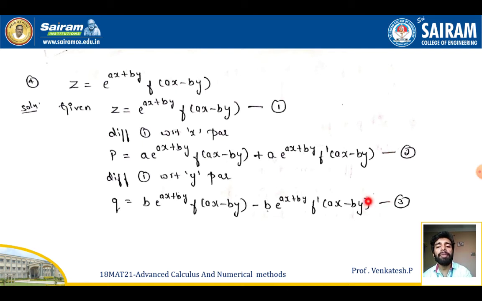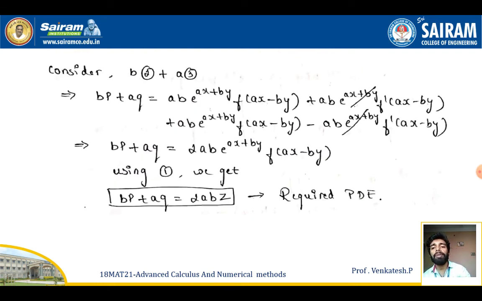So now to eliminate the arbitrary functions here, I'm going to do some small rearrangement. I'm going to multiply equation number 3 by b and equation number 2 by a, and add them. So I'll get the equation bp plus aq is equal to ab e power (ax plus by) f of (ax minus by), plus ab e power (ax plus by) f dash of (ax minus by), plus ab e power (ax plus by) f of (ax minus by), minus ab e power (ax plus by) f dash of (ax minus by).